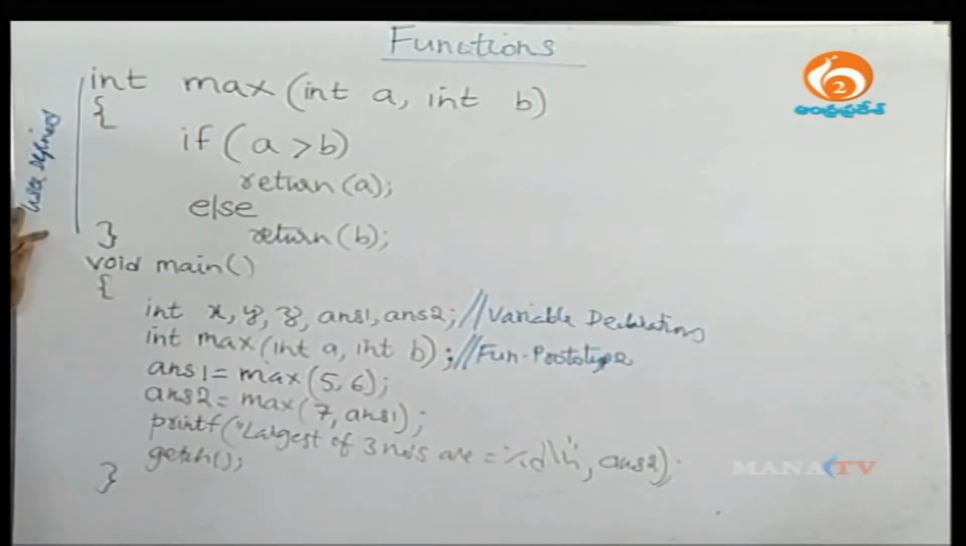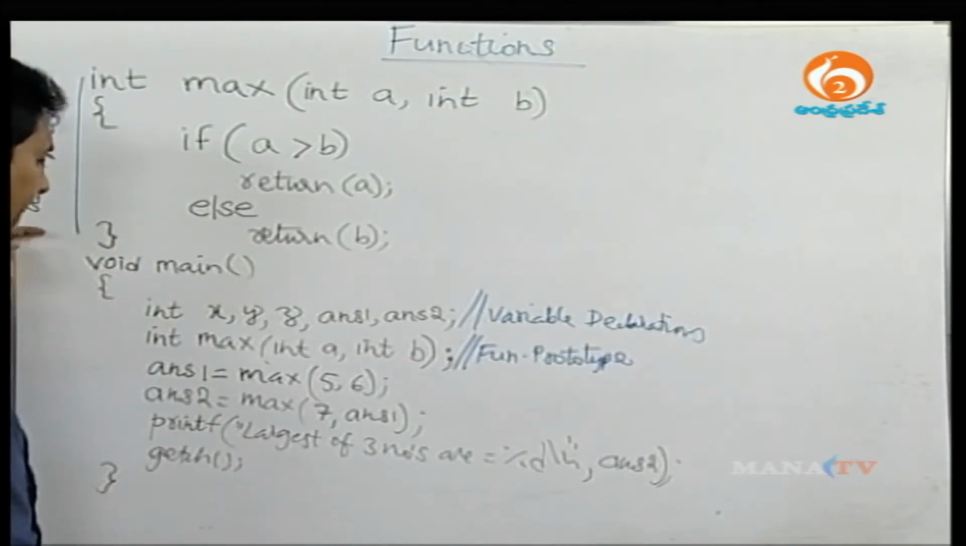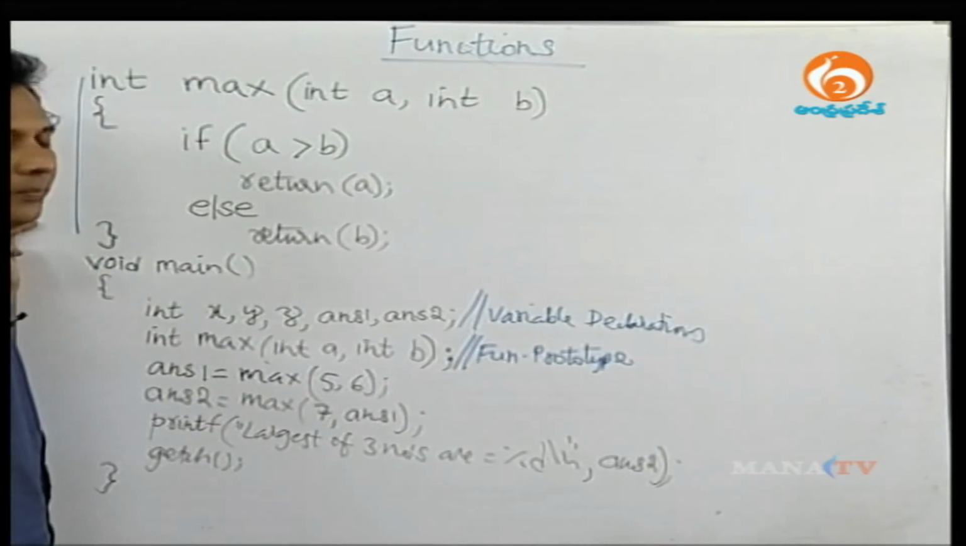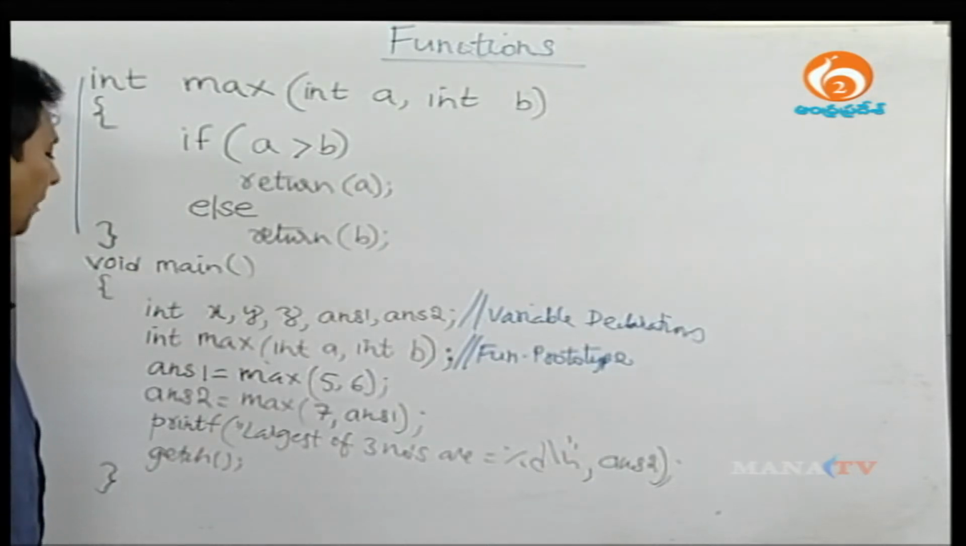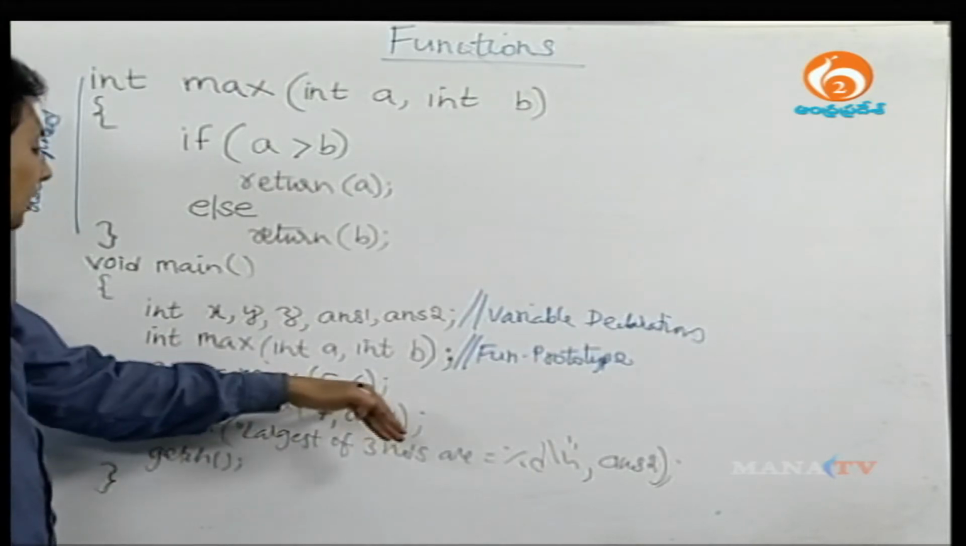This is variable declarations. So here our requirement is to find out the largest of 3 numbers. What are the 3 numbers? That is 5, 6, 7. I do not know which is the largest one among these 3 numbers. Okay. So I am sending the variables, answer 1 equal to max 5 comma 6.